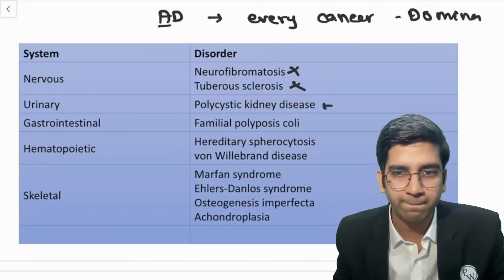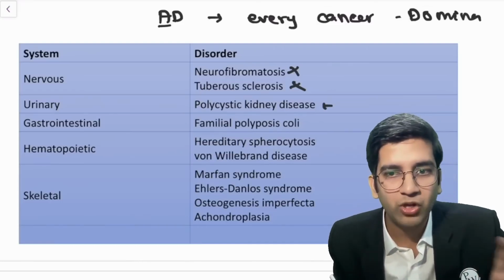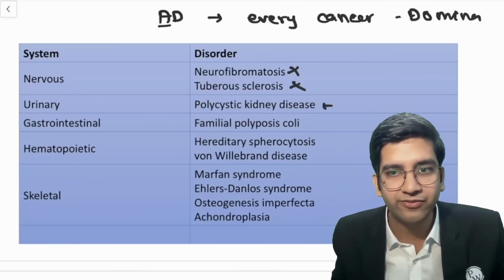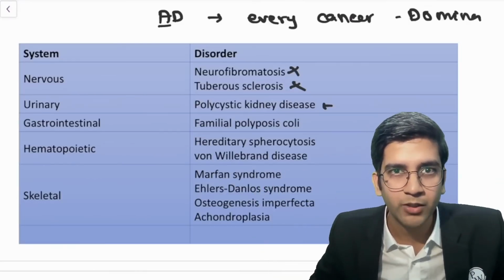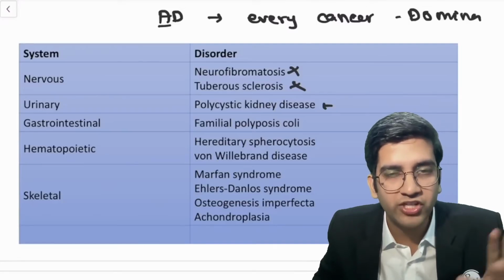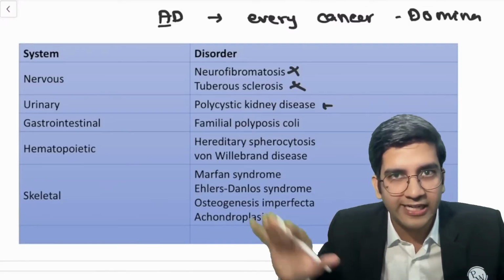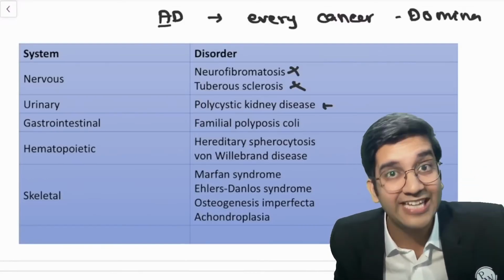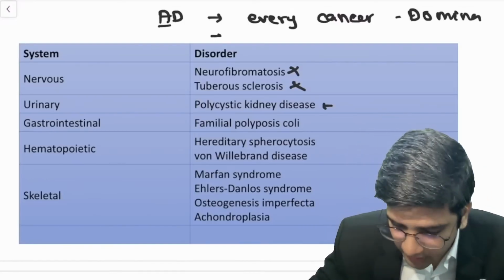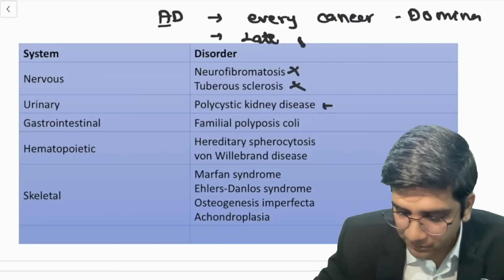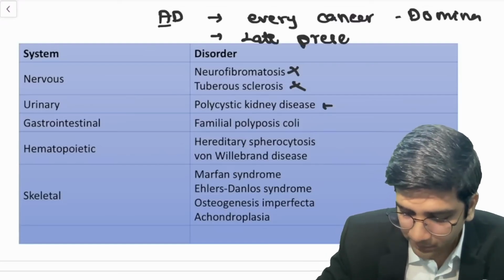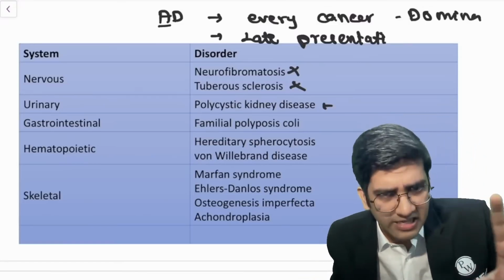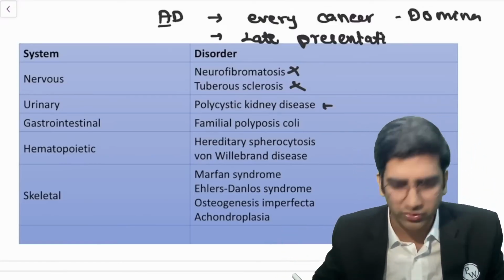Polycystic kidney disease, structural protein. Does autosomal dominant polycystic kidney disease present early in life or later in life? Later in life. Almost every dominant disorder presents late in life. That's the second clue, right? If there's a late presentation, it has to be a dominant disorder. Marfan's presents late. Ehlers-Danlos presents late. ADPKD presents late. That's a clue.